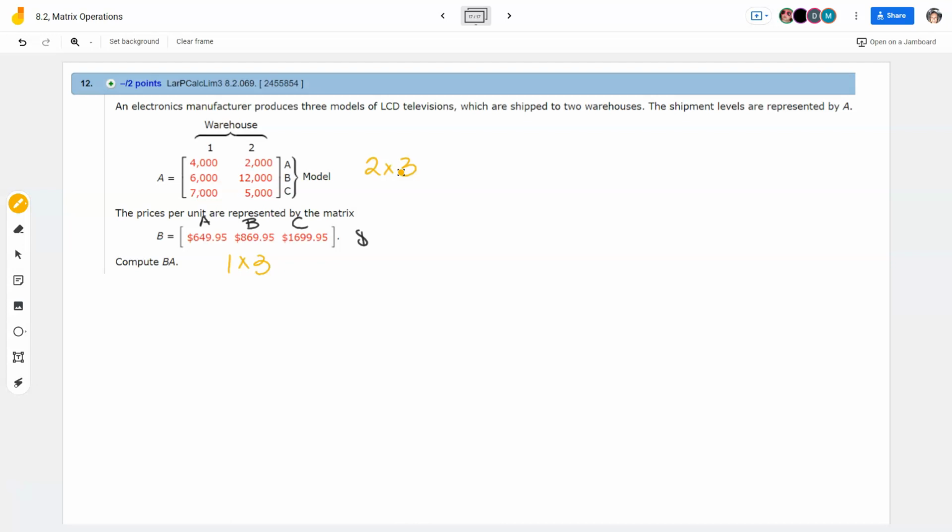I don't have any sets, people say it different ways, but I don't have any of those sets organized by warehouse. So I have nothing to multiply because I have nothing else organized by warehouse. But what do I have prices organized by? Models. What do I have my warehouses broken down into? Models. Can I multiply a 1 by 3 times a 2 by 3? Yes.